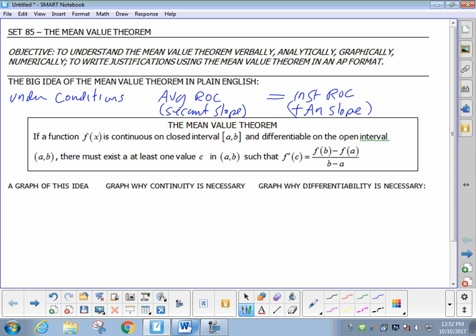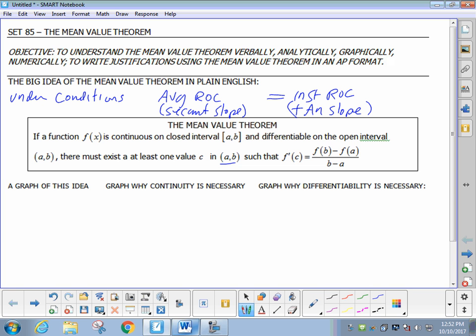If f is continuous, now this is where you get really fine points here. f is continuous on the closed interval a to b. It's got to be continuous up to and including the endpoints. And differentiable on the open interval. It does not have to be differentiable at the endpoints. Then there is a value in the interval, in the interior of the interval, where, and this is where the star of the show is, the instantaneous rate of change equals the average rate of change.